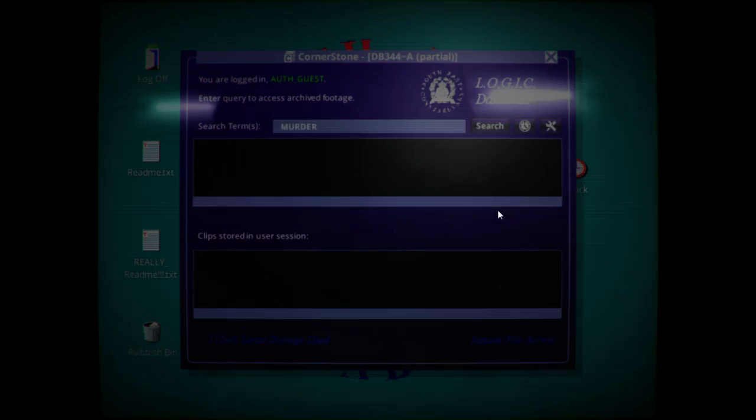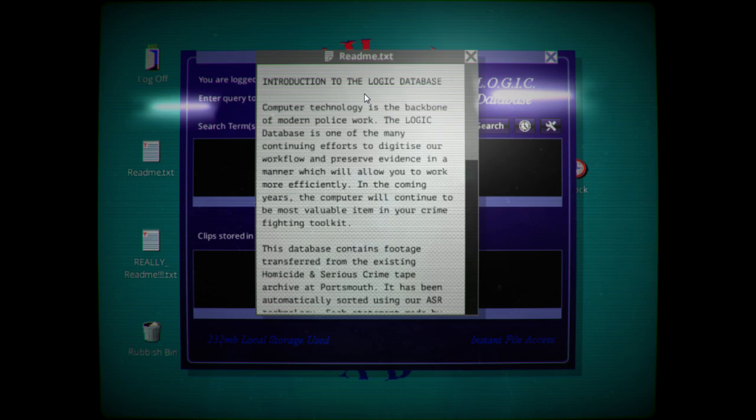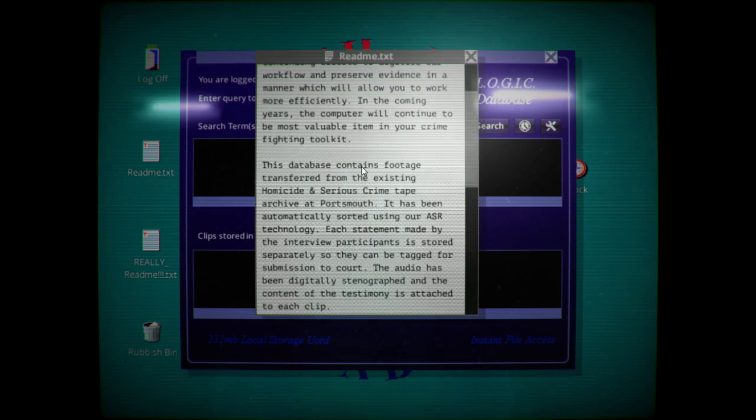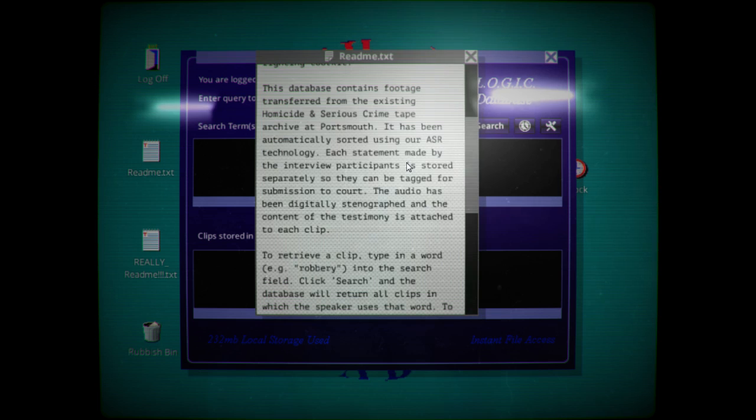So let's begin. The idea of this is apparently it's a story game. There's a lot of video files and stuff. From what I know, we're looking at video clips of a woman we interviewed. So this is our computer. This database contains footage. You can kind of have a look at this. I've not read this.